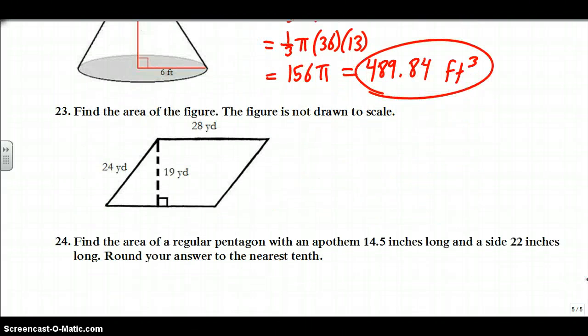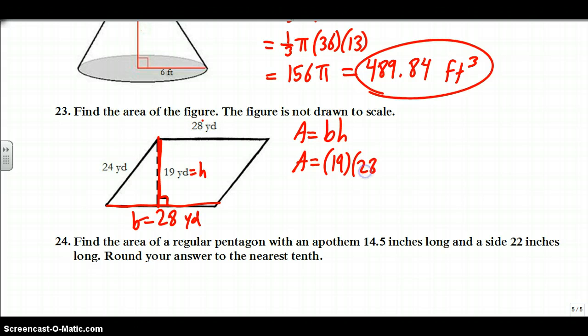23, I saw some of you having a little difficulty on this one in class. Area of the figure. This is a parallelogram, and I remember area of a parallelogram is base times height, okay? Remember, I could construct this same triangle over here, and this triangle and this triangle are the same, so you actually get a rectangle, so it's just base times height, right? Anyway, the height is 19, and the base that it's perpendicular to is the same as this one because it's a parallelogram, so it's 28. So you just take 19 times 28. Whatever that comes out to be, 532 square yards.